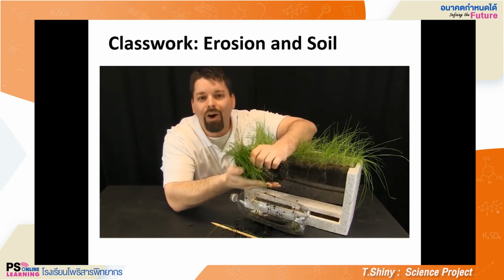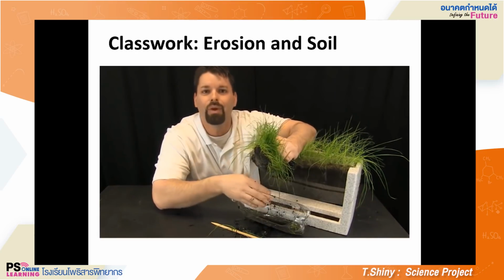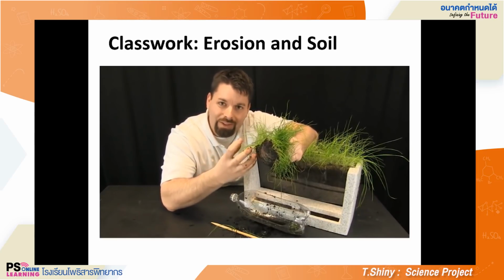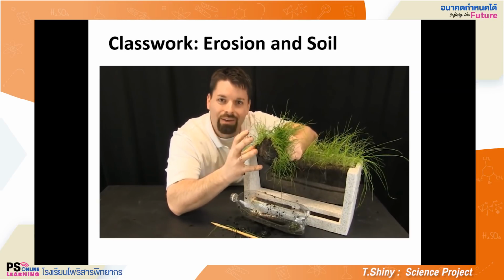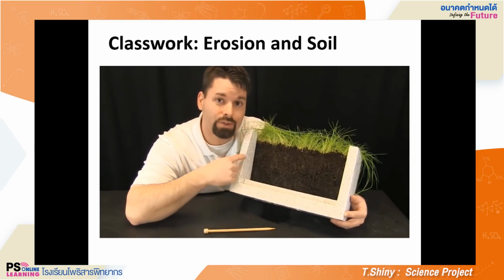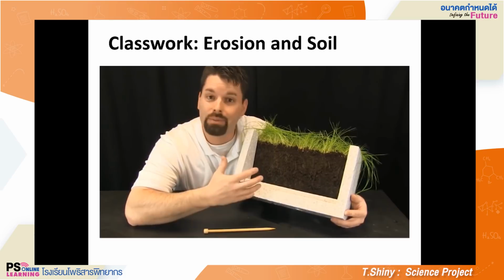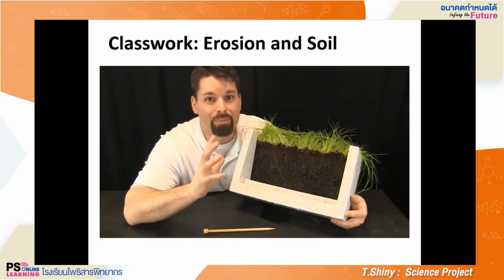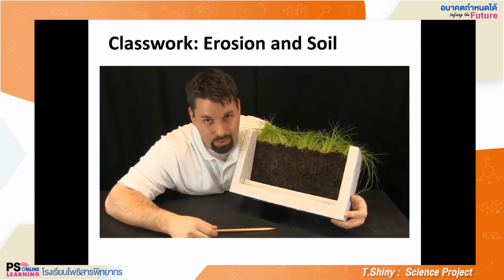Where did all that water come from? Well, that came from when we made it rain on our soil. The roots of the plants helped hold that water in. Plant roots actually go deep into the soil, and this model is going to help us see how deep they can go. We're going to zoom in and see if we can see those really tiny plant roots that we have growing in our soil.